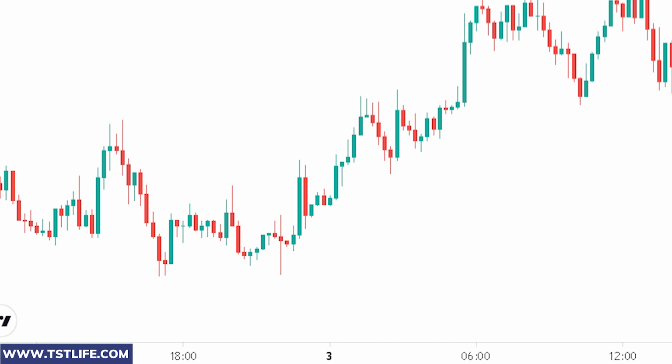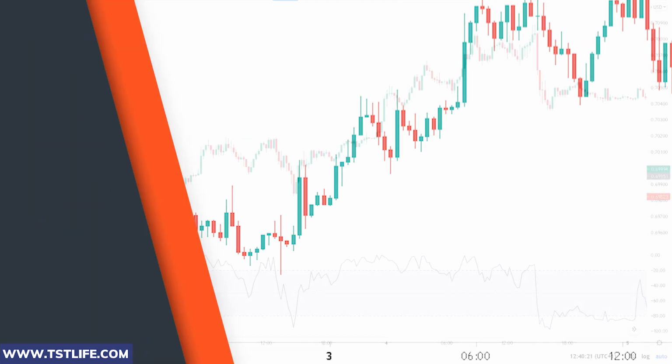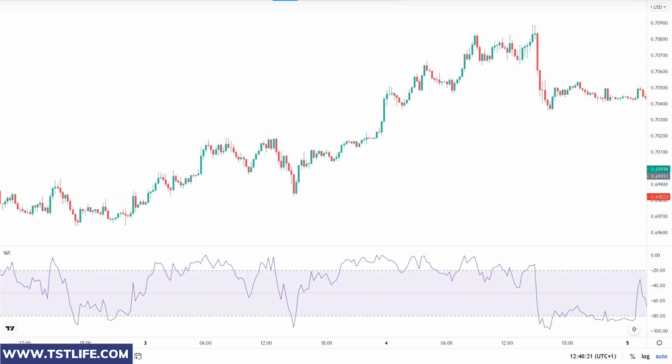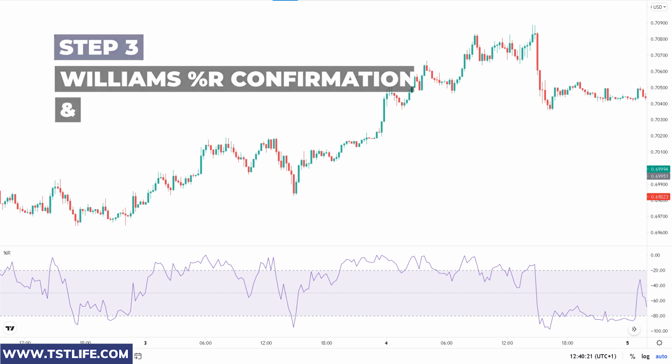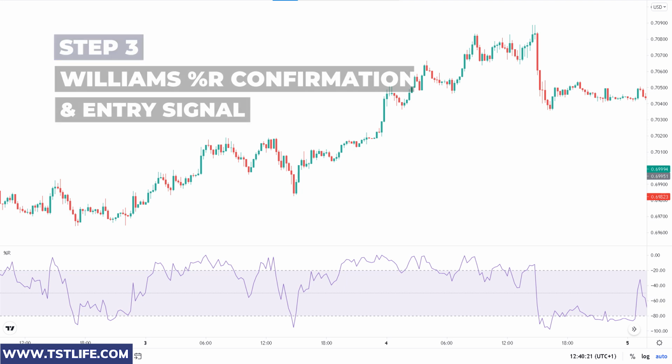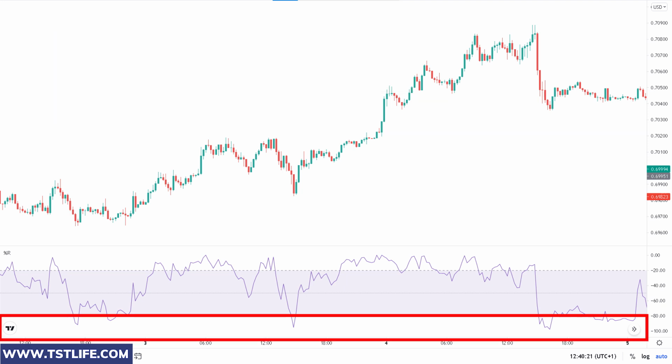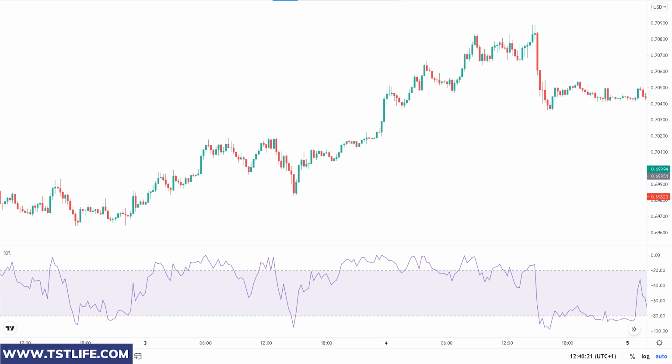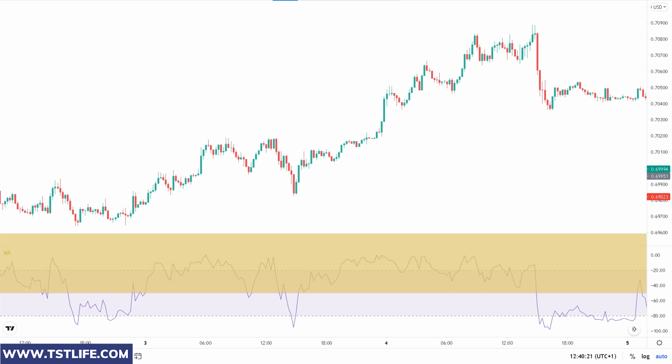With that being said, it's time to focus on the Williams %R. This is probably one of the best Forex momentum indicators. In our example, we'll use it as a third confirmation and an entry signal. So in step 3, we need to wait for the Williams %R indicator to get to the oversold level, which is in general below the value of -80. Then rallies above the -50 level before buying.